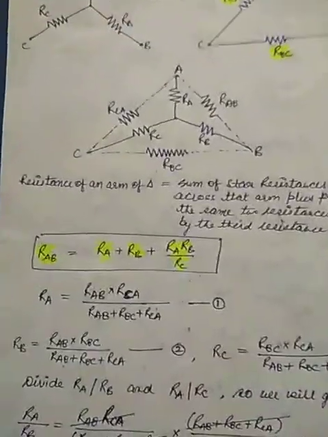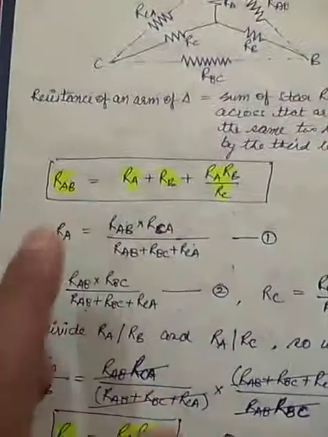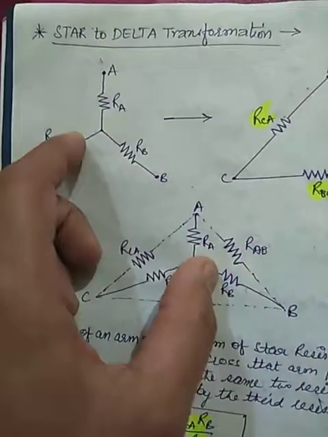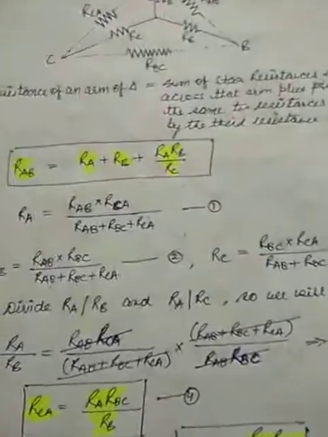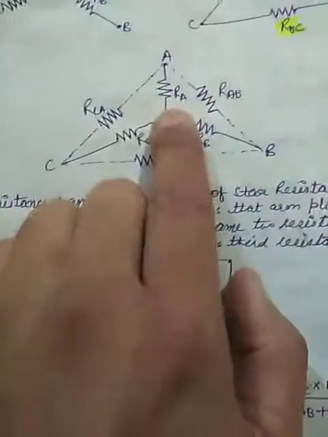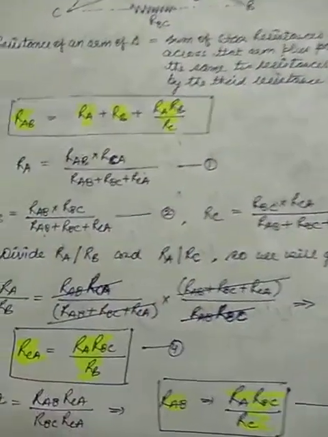Now let us see how we calculate this from the derivation. For solving RAB, RBC and RCA we have to know RA, RB and RC. These are the values of the star connection, which we have already discussed in the previous video. So these are the values: RA is equal to RAB into RCA divided by the sum of the three arms of delta. There are three equations, and with the help of these equations we will calculate here.